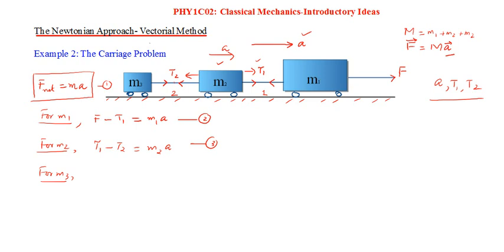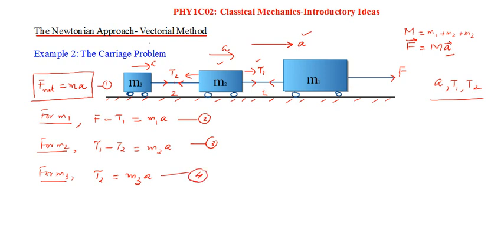Okay, so what is that? I can say the net force is only T2. So T2 is towards the right, so acceleration is also towards the right. It is A, so T2 is equal to simply m3 into A. That is my fourth equation.